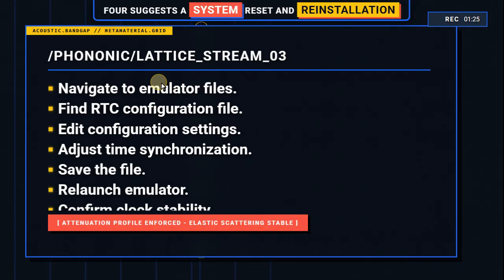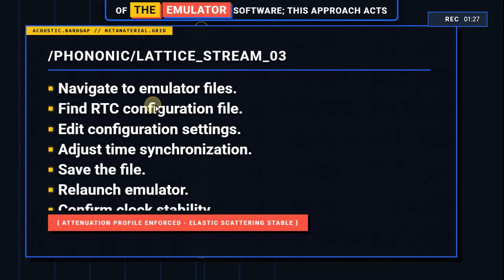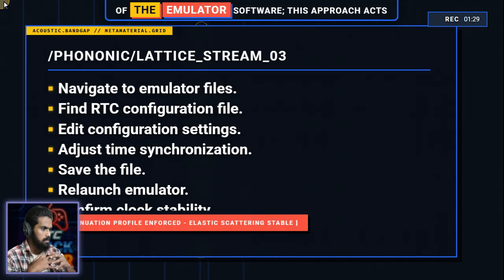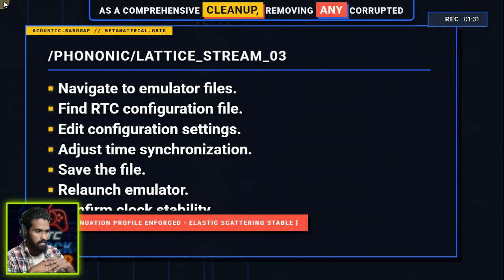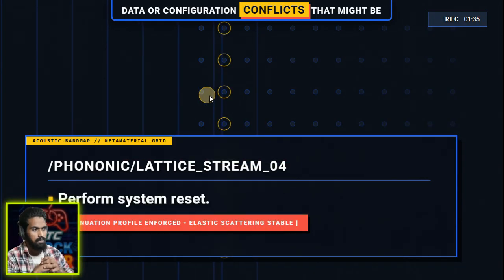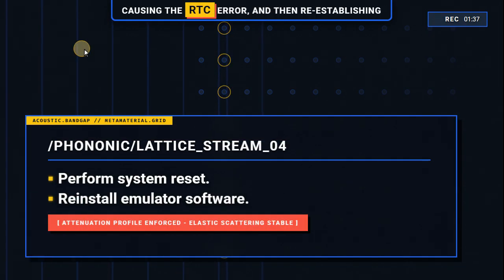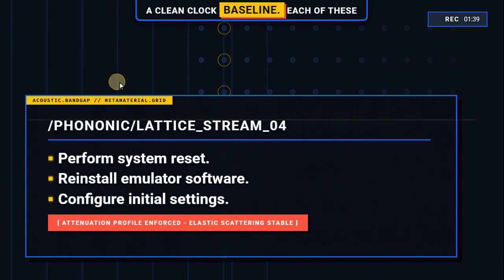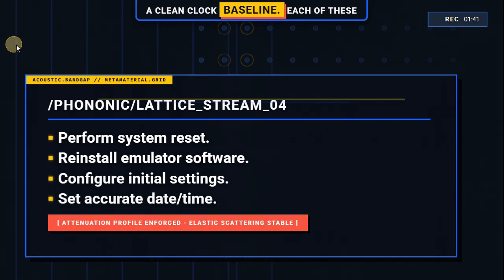Finally, Method 4 suggests a system reset and reinstallation of the emulator software. This approach acts as a comprehensive cleanup, removing any corrupted data or configuration conflicts that might be causing the RTC error, and then re-establishing a clean clock baseline.